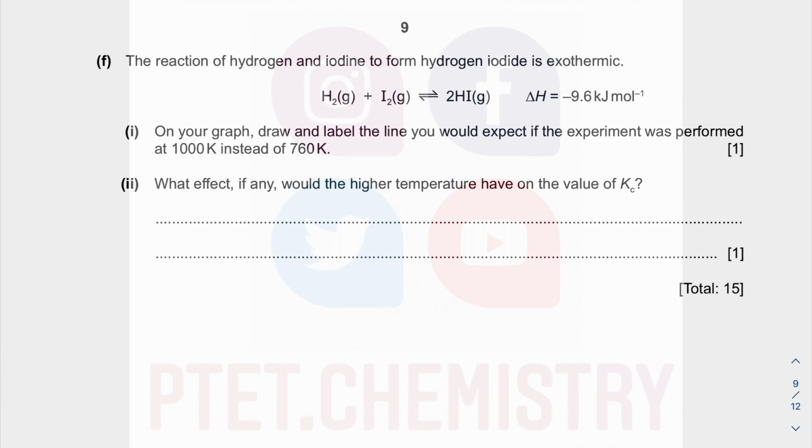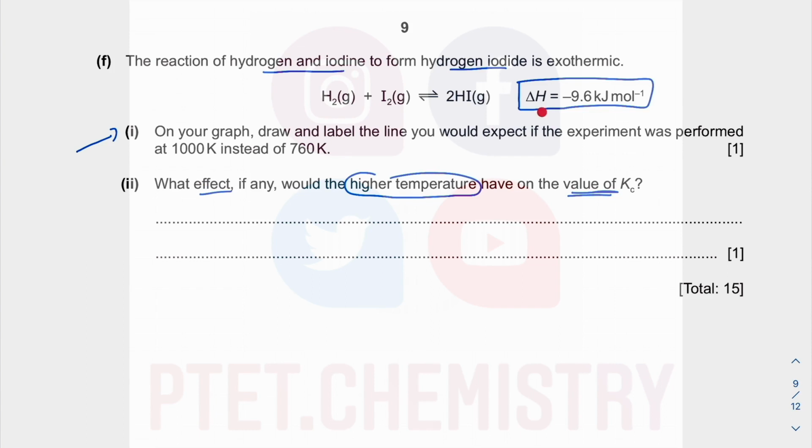In this question, they tell you that the reaction of hydrogen and iodine to form HI is exothermic. So what effect would higher temperature have on the value of Kc? We did say that only temperature can affect the value of Kc. If I start by explaining it first, they don't ask for explanation again, they just want the effect, but I think it's easy if I start explaining it.